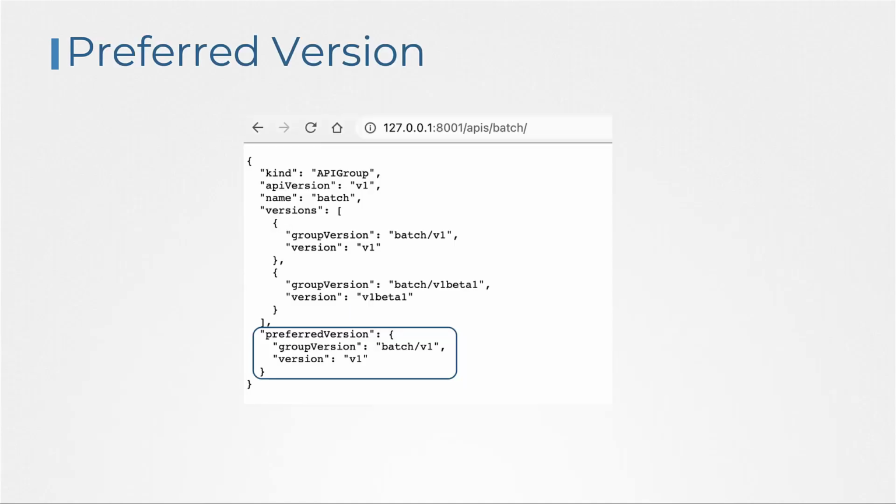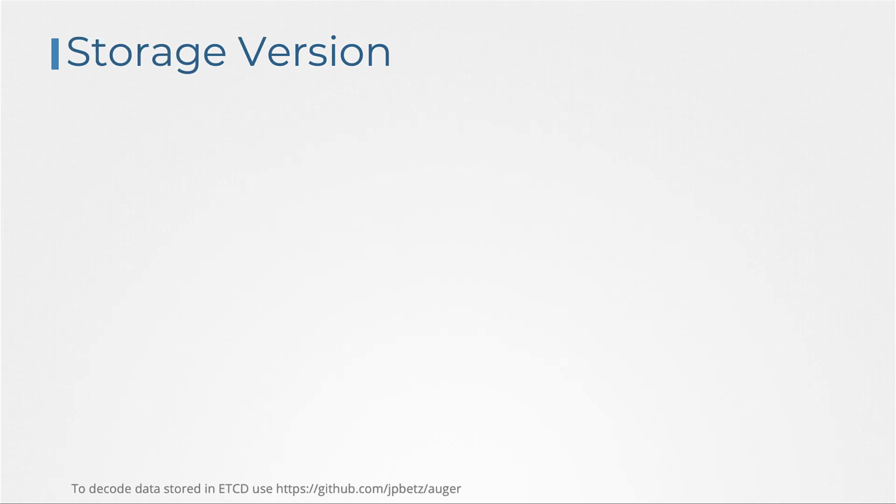So how do you identify the preferred version if there are multiple APIs? The preferred version is listed when you list that specific API. For example, when I list the APIs available for the batch API group by going to the URL as shown here, I see that it has v1 and v1beta1 versions available, which are the supported API versions, of which the preferred version is v1 as is shown below. And as of now, it is not possible to see which is the storage version of a particular API through an API or a command.